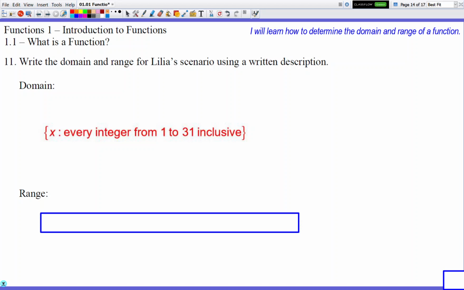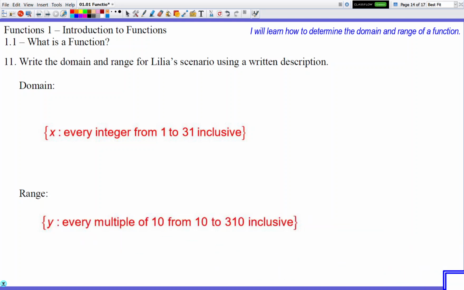Okay, and range, we're going to be using the 10, 20, 30, 40, 50. So hopefully you remember, oh, those are like multiples of 10. Hopefully that term is still in your brain from other classes that taught you about multiples. So you're going to have Y because you want to identify that range corresponds to Y, and it's going to be multiples of 10 from 10 to 310 inclusive. So like I said, inclusive is going to include 10 and 310 as part of your Y values.